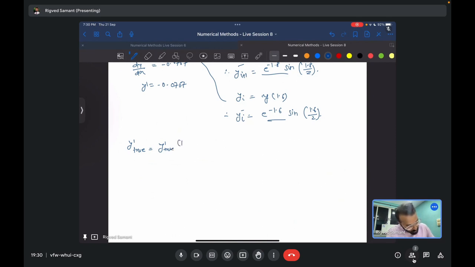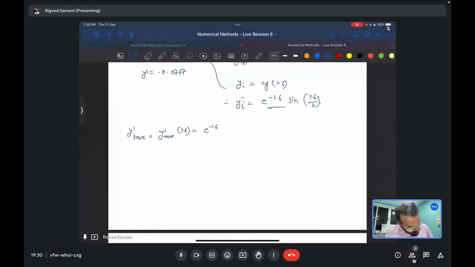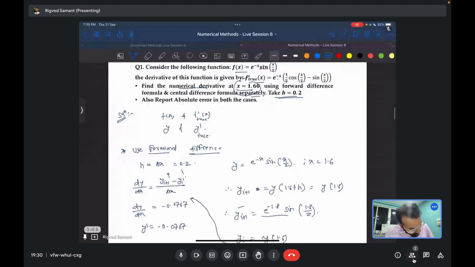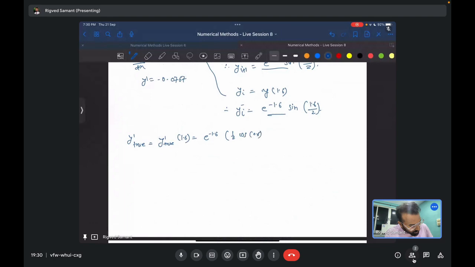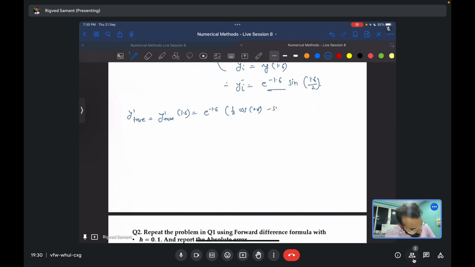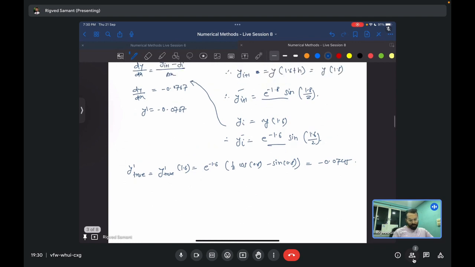So y dash true at 1.6 is e raised to minus 1.6 times half cos x by 2 minus sin x by 2, so half cos 0.8 minus sin 0.8. If you use this equation, you will get the value as minus 0.0745. So this is your actual derivative value at x is equal to 1.6, and the other is the value you got from the forward difference formula.